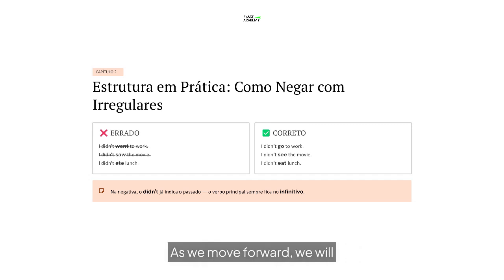As we move forward, we will practice transforming these verbs and reinforcing our understanding of the correct structures. In the next slide, we will engage in some quick exercises to solidify your grasp of these negative forms. So, let's dive into that practice and strengthen our skills together.